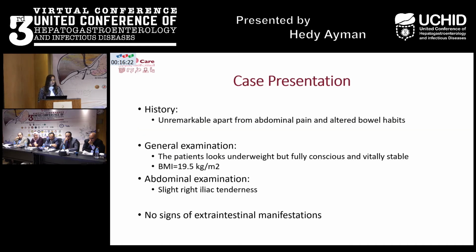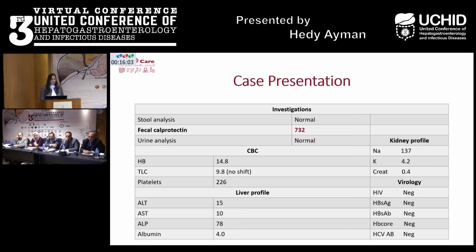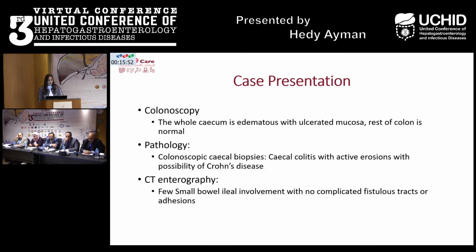The patient's history was unremarkable apart from abdominal pain and altered bowel habits. On general examination, he appeared underweight but was fully conscious and vitally stable, and he had a BMI of 19.5 kilograms per meter square. His abdominal examination revealed only slight right iliac tenderness, and there were no signs of extraintestinal manifestations. The patient's laboratory investigations were all unremarkable, apart from the high fecal calprotectin of 732 micrograms per gram.